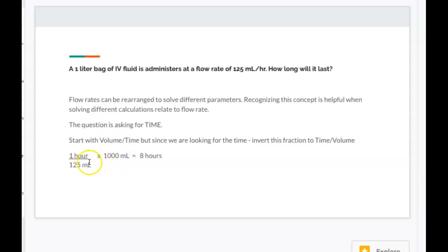So we're going to cross off these units here because we got rid of milliliters, and all we're left with is hours, and that's what we're looking for right here, right? How long will it last? So 1,000 divided by 125 ends up being 8 hours. And that's your answer for that question. So it's going to last 8 hours.